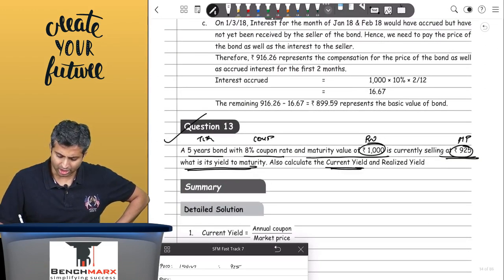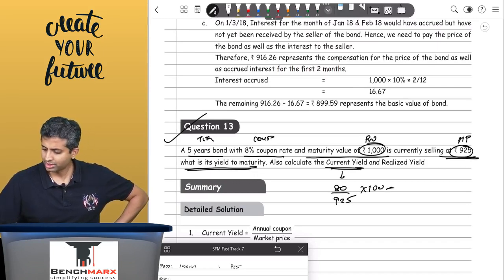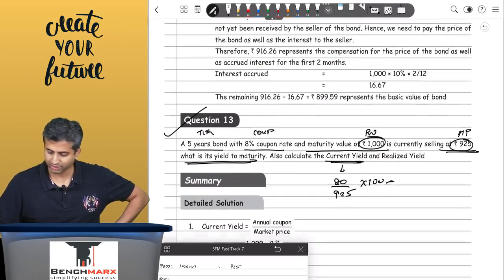Also calculate the current yield. Current yield should be very easy. This is 80 divided by 925 into 100, which is 8.65%.